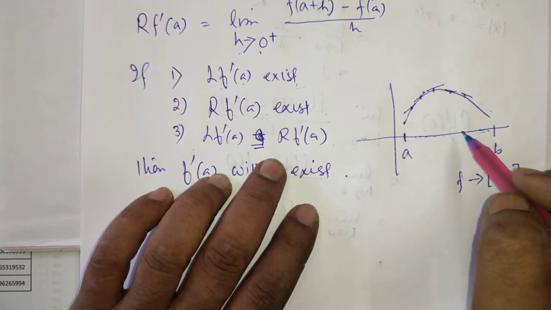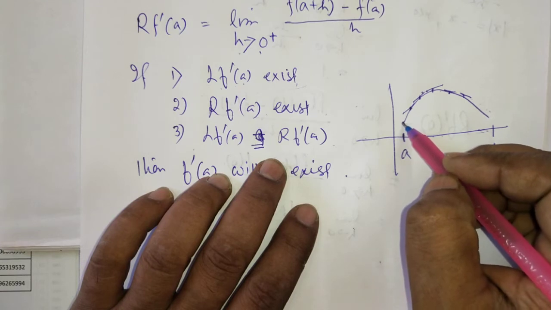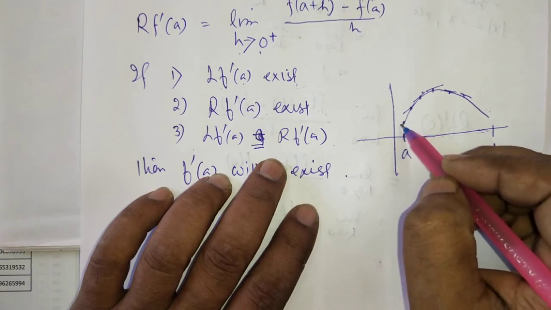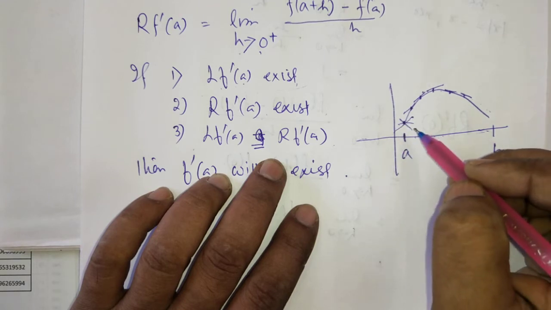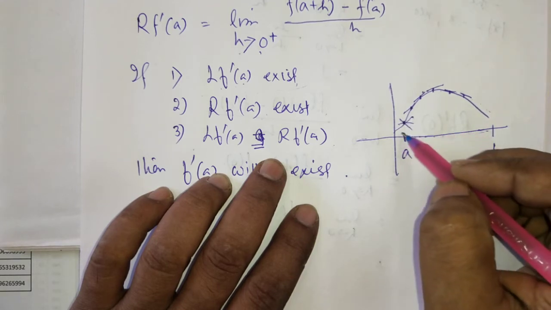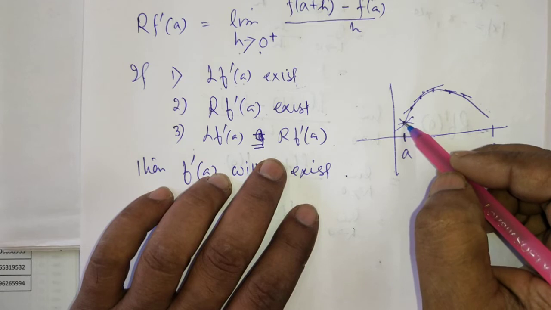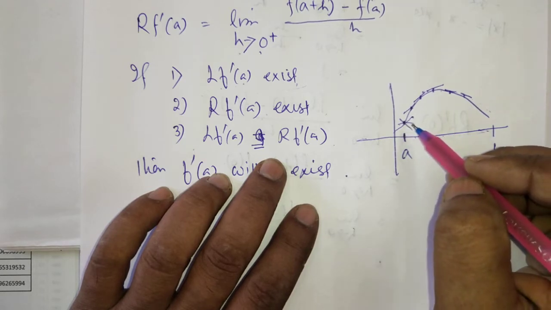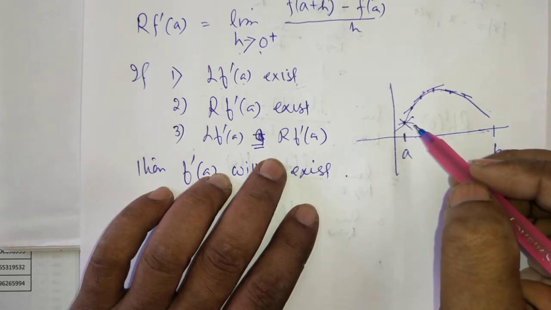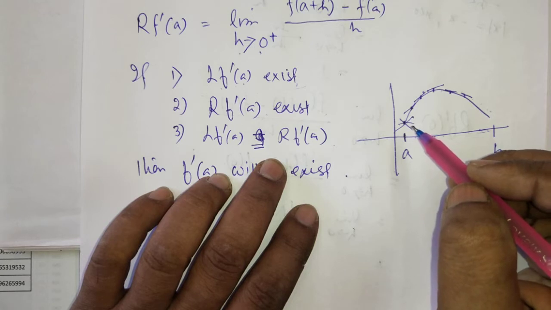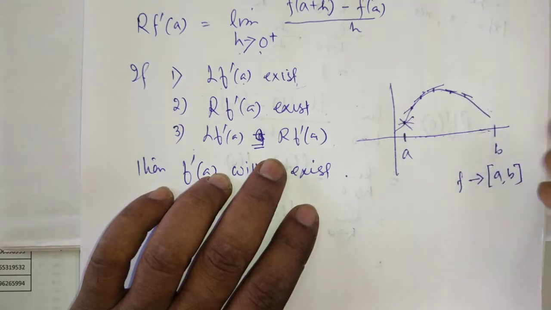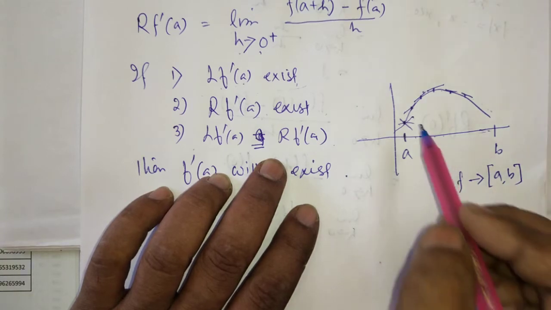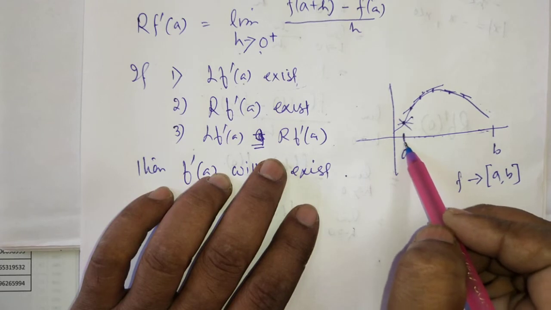dy by dx exists. Now at this point you can draw a tangent. I can draw this tangent, I can draw this tangent. All lines are touching. That means many tangents can be drawn at that particular end point. That means f dash a is not fixed. It has different values. No doubt it is finite but not fixed. Therefore you can say at that point f dash a does not exist.